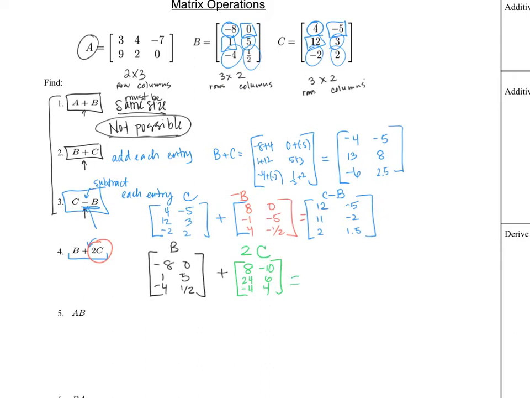Which will equal, if we go entry by entry, we get 0. We'll get a -10. We'll get 1 and 24, that'll make 25. 5 and 6 make 11. -4 and -4 makes -8, and 1/2 with 4 makes 4.5.